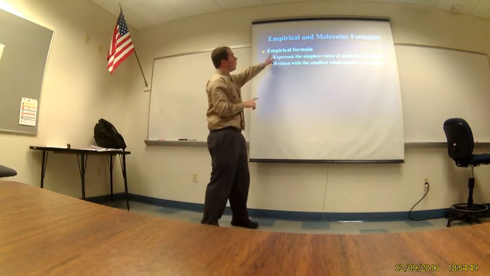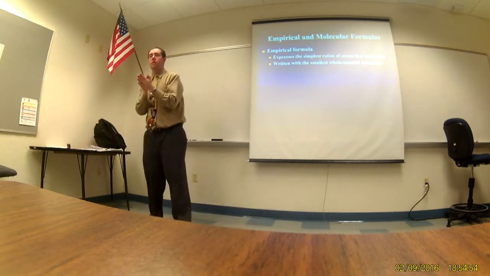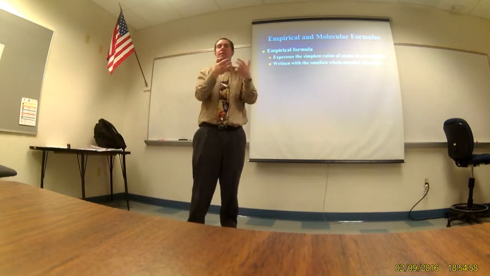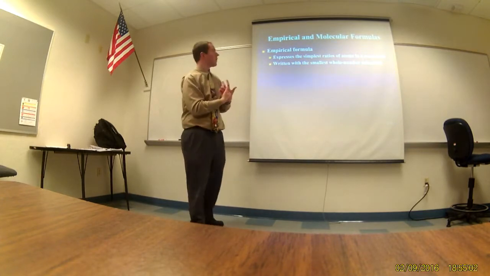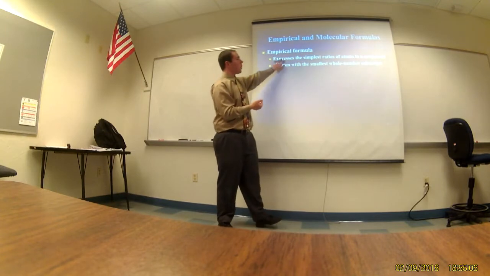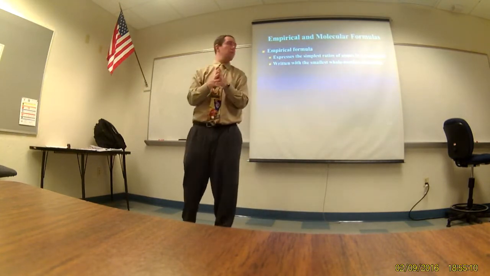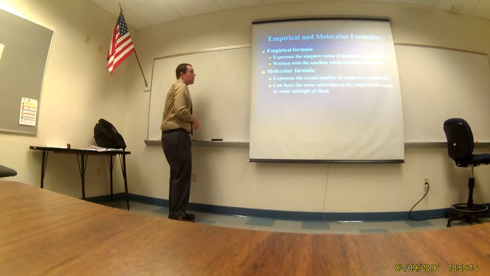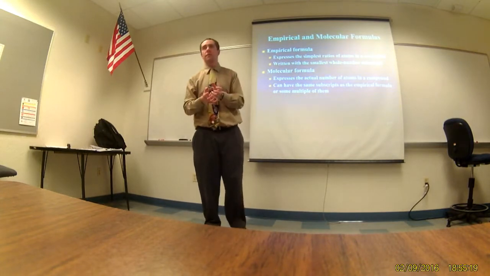Essentially, empirical formulas are simplified molecular formulas. Remember we said if you have Na2Cl2, it gets simplified to Na1Cl1. The empirical formula is the simplified version. It is the smallest ratio of atoms that is the same ratio. The molecular formula tells you the actual number.